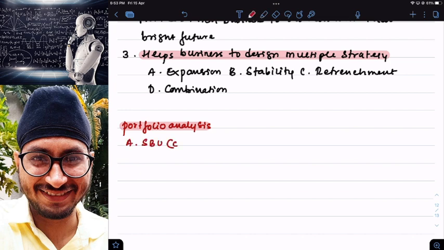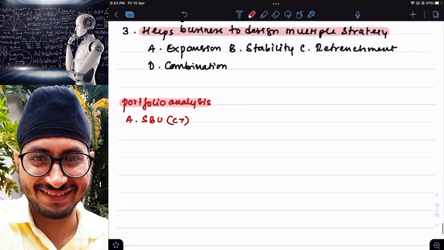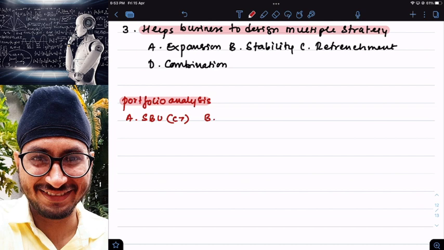This we are going to discuss in detail in chapter number 7. We have a detailed concept, a very big concept relating to SBU, so we are going to discuss it directly in chapter number 7 only. As of now, we are not going to discuss. Then the second one is product life cycle, and the third one we have to study is experience curve. So first let us start with product life cycle.